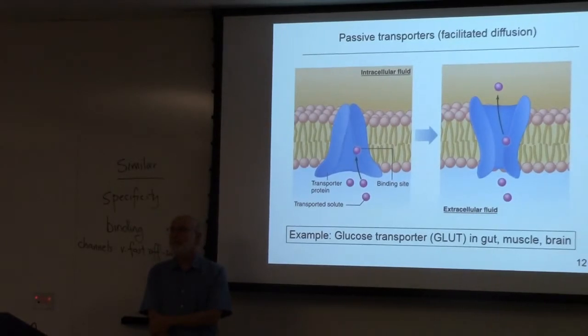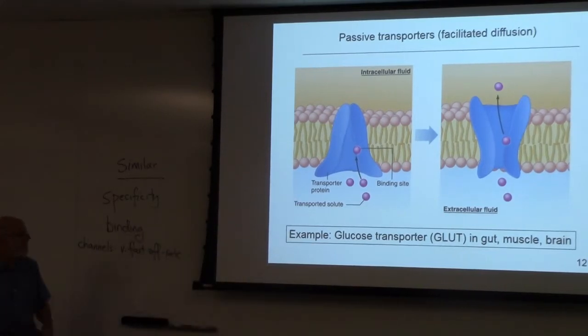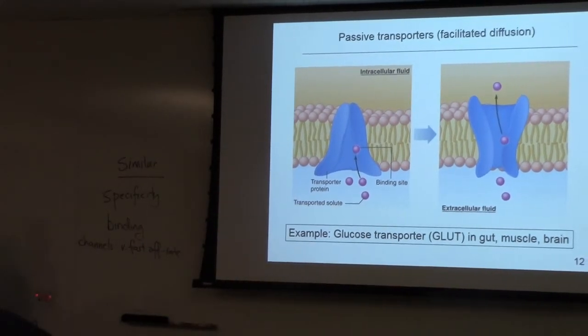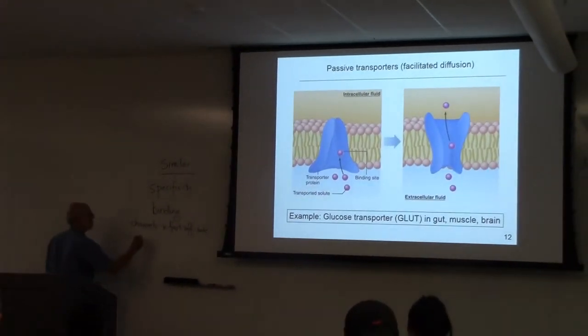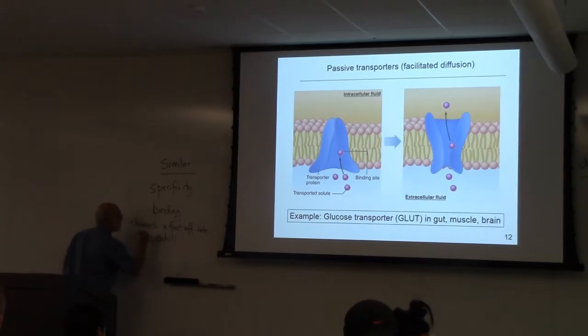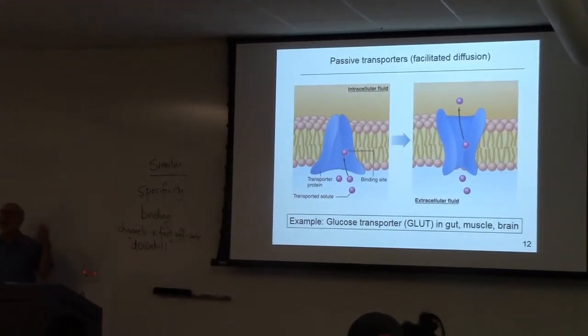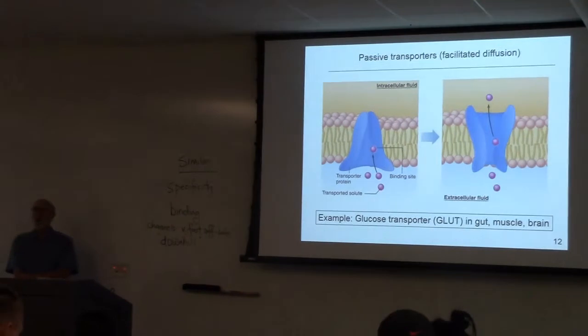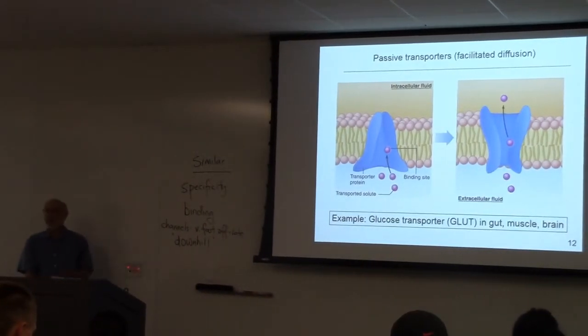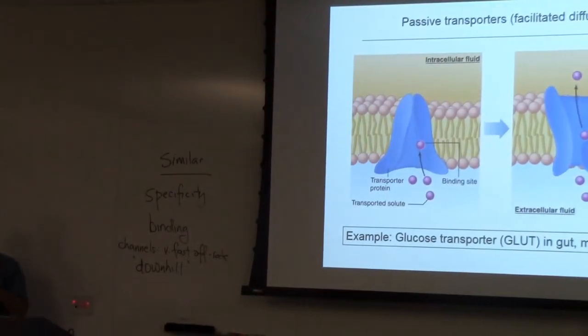Andrew? They move down the gradient and they don't utilize ATP. Okay, yeah, they're both passive. They're both downhill. Does everyone know what I mean by downhill? It's going down the concentration gradient. No energy is necessary for this process. The energy was spent by something else to establish the gradient.